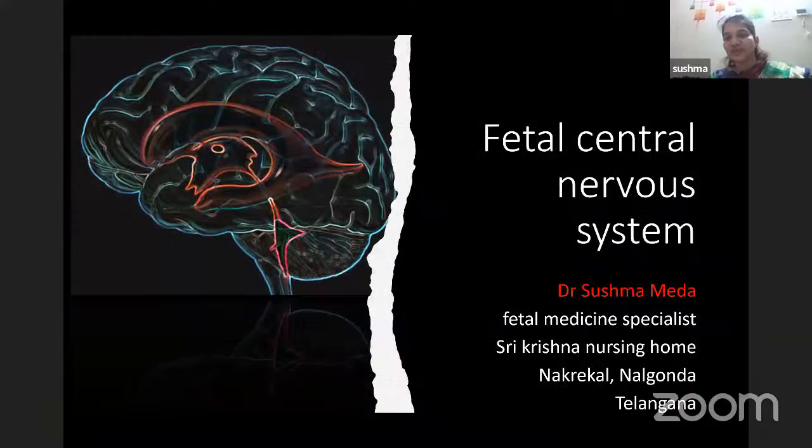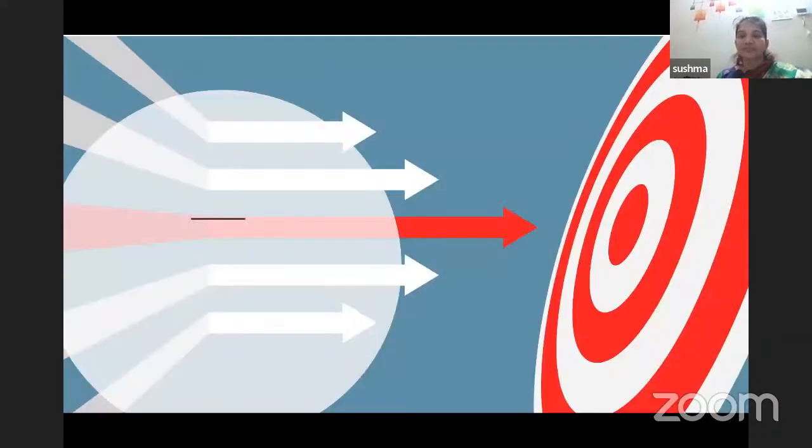So my topic today is the fetal central nervous system. Today, I'm going to talk about a few basic points on the common sections of the brain. The target audience today are gynecologists who are either new to ultrasound or who have already started doing ultrasound and who have been doing growth scans for years. I hope to add a few more planes to their already existing scanning planes.